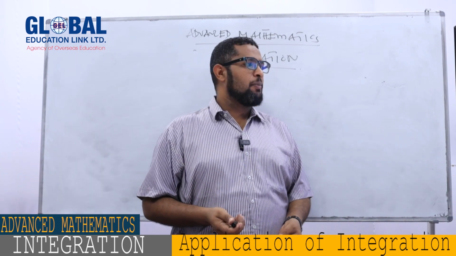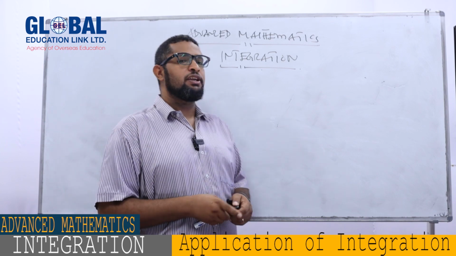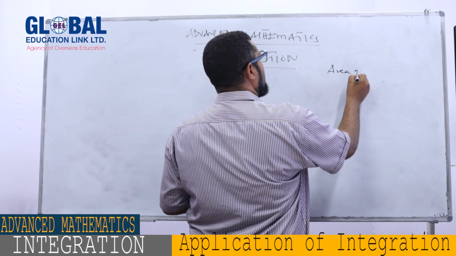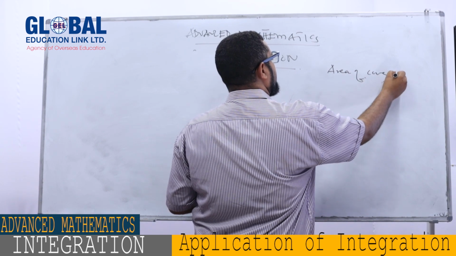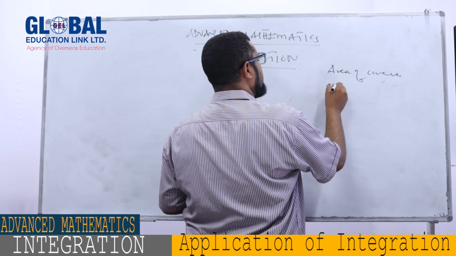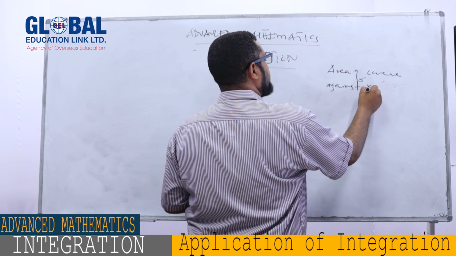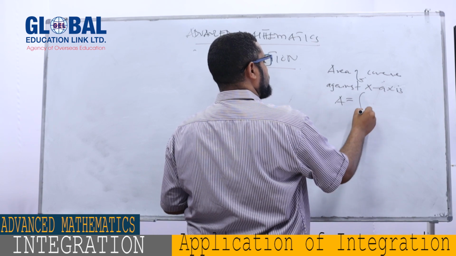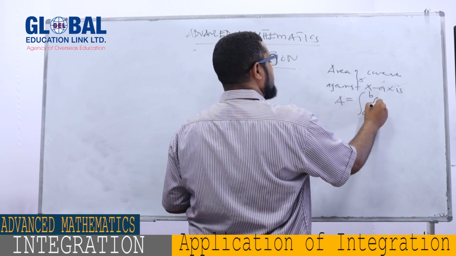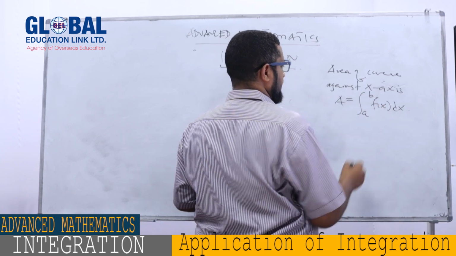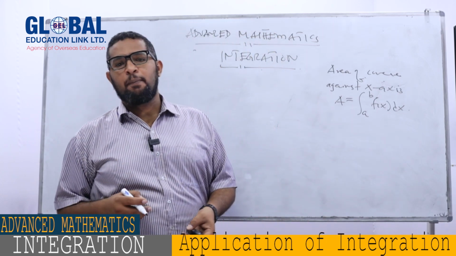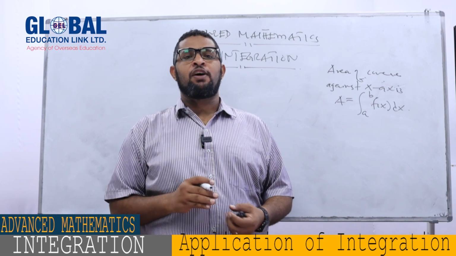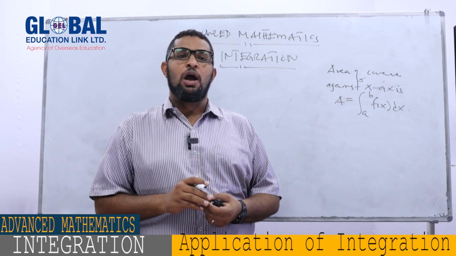Now let's see the second example. The first example was on how to find the area of the curve when it's drawn against the x-axis, in which we use the formula A is equal to the integral from a to b of f of x dx. Now, in the second example, we are going to see how to find the area of a curve that is drawn against the vertical axis.